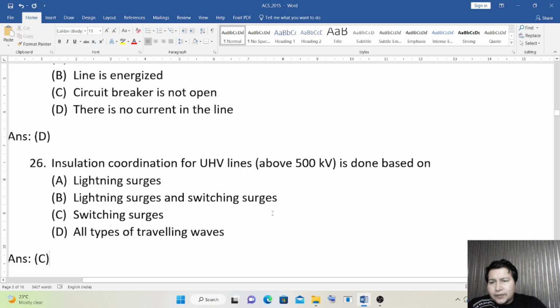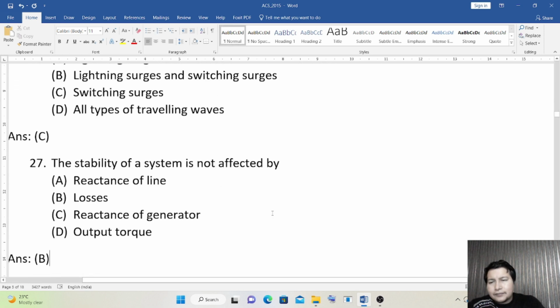Question 26. Insulation coordination for ultra high voltage lines above 500 kV is done based on lightning surges and switching surges, all types of traveling waves. So the correct option will be switching surges. The stability of a system is not affected by reactance of line, losses, reactance of generator, output torque. So the correct option will be losses.